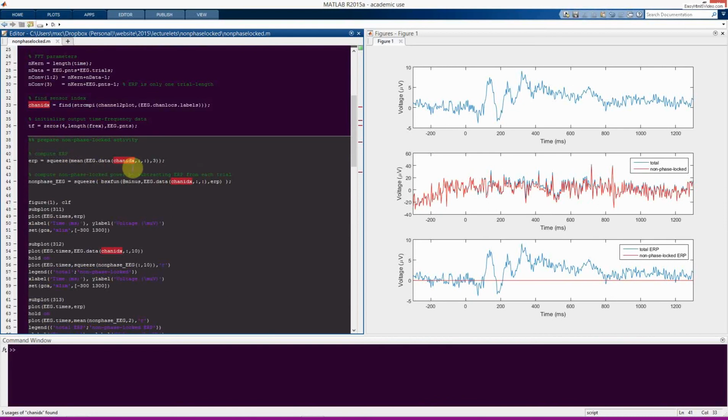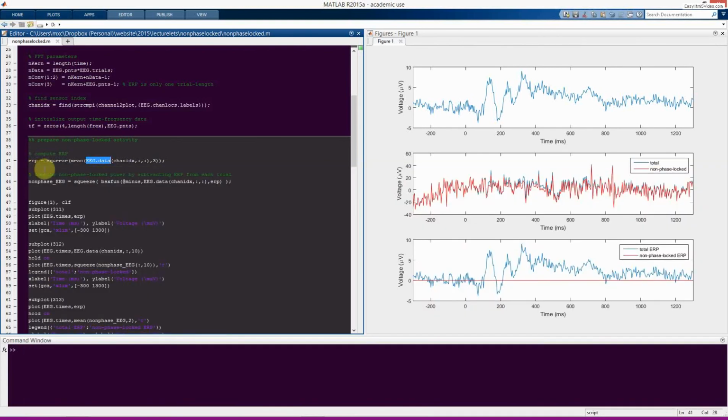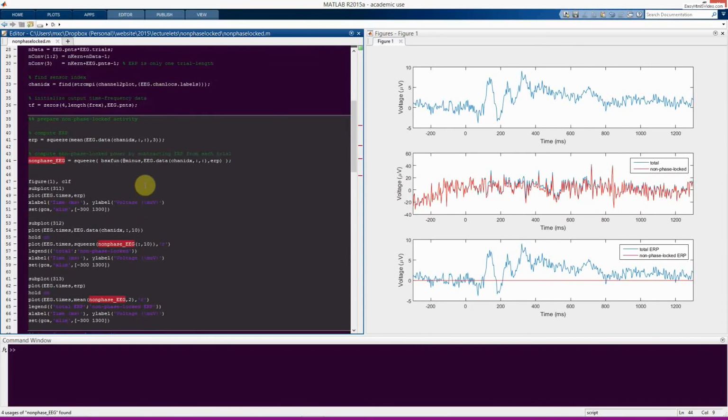So here we compute the ERP. This is just the time domain average over trials, which is the third dimension in EEG.data. So you can see that the ERP is a 1 by time vector. And now what we want to do to compute the non-phase locked part of the EEG is subtract the ERP from each individual trial.